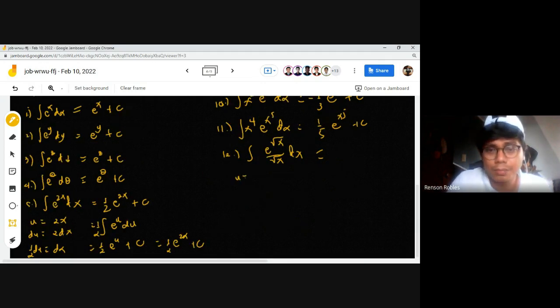We change the variable. So we let u be equal to square root of x, the one as the power of e, yung power ng e. So you know that square root of x can be written as x raised to 1/2.